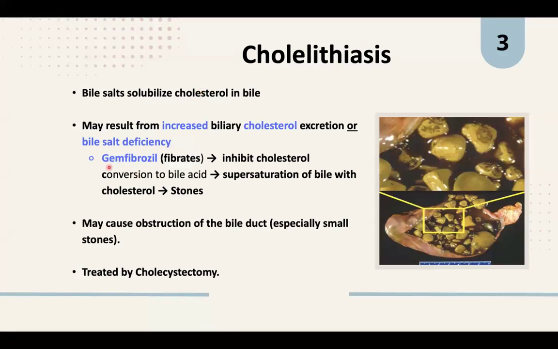There's this drug called gemfibrozil, and basically what it does is it inhibits cholesterol conversion to bile acids. So you're not making bile acids. What happens when you don't make enough bile acids? You don't have enough of it to solubilize the cholesterol in bile, and so you have formation of stones, which are cholelithiasis. This could happen without this drug, but this is a drug that causes this as well. This could still happen if someone just has too much cholesterol.